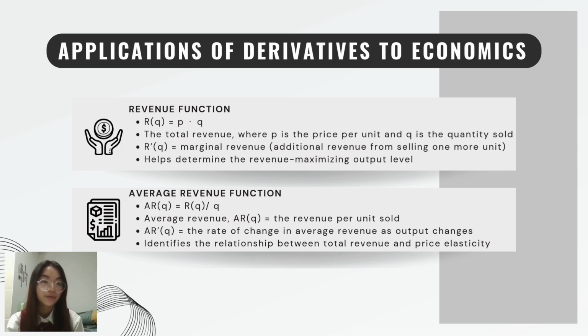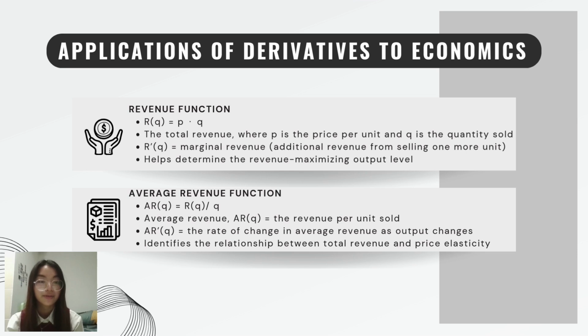Next, we have the revenue function, and the mathematical formula for the revenue function is P times Q, where P is the price per unit and Q is the quantity sold. Then the derivative of the revenue function is the marginal revenue, which is the additional revenue from selling one more unit. And this helps businesses determine the revenue maximizing output level.